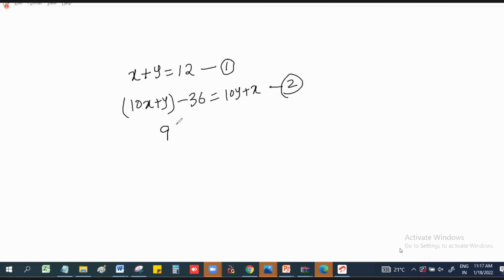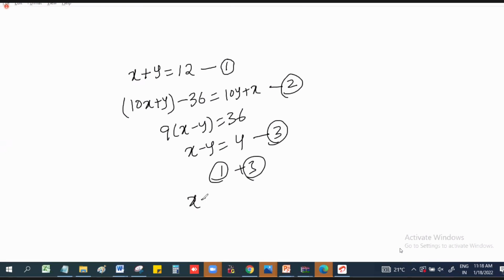If you rearrange this, you will get 9 of x minus y equals 36. Then x minus y equals what? 4. So make this equation 3. Now do 1 plus 3. Then x plus y equals 12 and x minus y equals 4. If you add them, 2x equals 16.